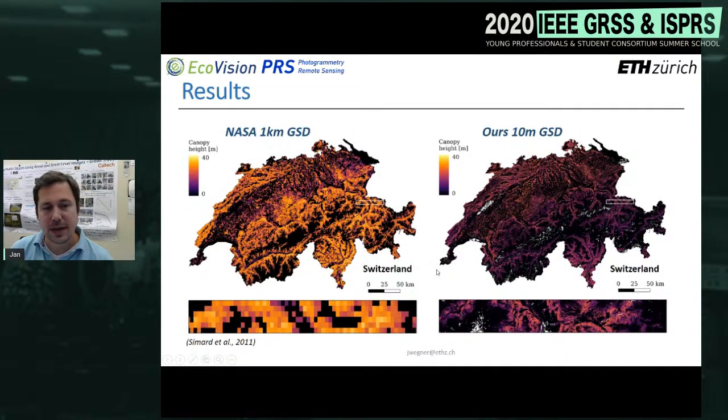And in Switzerland, again, the existing NASA model has a strong bias toward overestimating because it's a very mountainous terrain. So here in Engadin, for example, the NASA model is assigning 40 meter high trees in very high alpine regions, which is completely wrong. And then we see our model here at the same place is much more accurate. So it gets most of the vegetation heights really nicely.